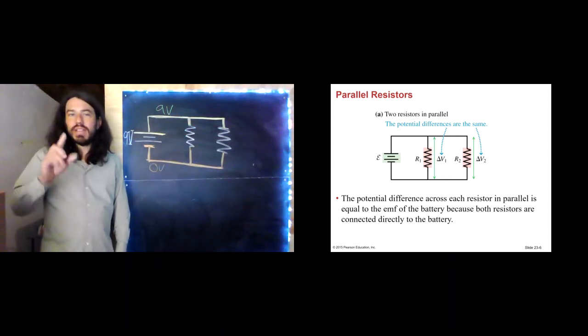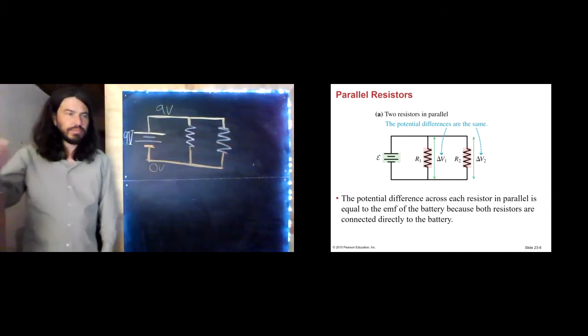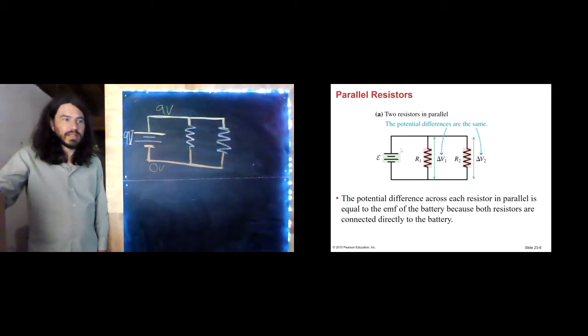If two elements are in series, they always have the same current. If two elements are in parallel, they always have the same potential across them. So these are parallel elements.